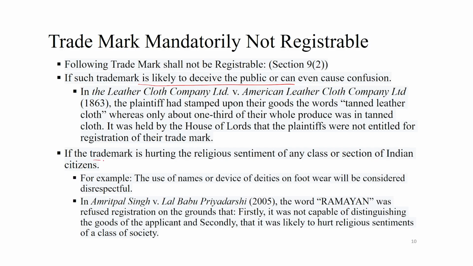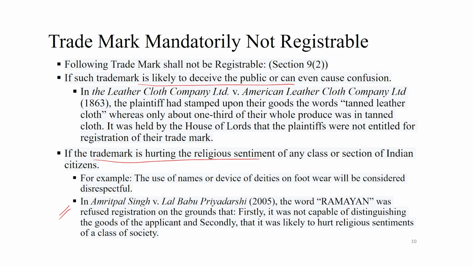If the trademark is hurting the religious sentiment of any class or section of Indian citizens, it cannot be registered. For example, the use of names or devices of deities on footwear will be considered disrespectful. We have the case Amritpal Singh versus Lal Babu Priyadarshi, 2005. The word Ramayan was refused registration on the ground that, firstly, it was not capable of distinguishing the goods of the applicant from other traders' goods, and secondly, it was likely to hurt the religious sentiments of a class of society.